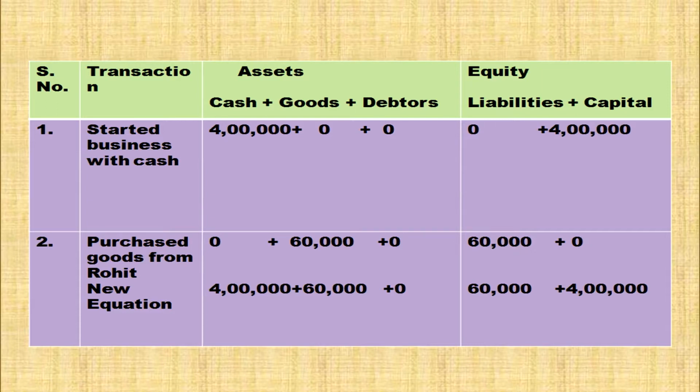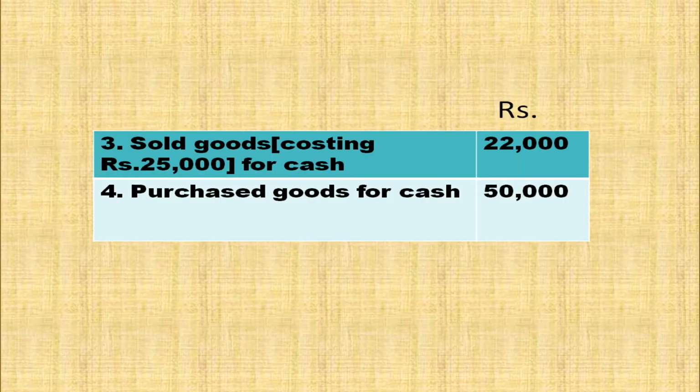New accounting equation: cash worth rupees 4 lakh plus goods worth rupees 60,000. That is a total of 4,60,000 on the asset side, equals liabilities plus capital, 60,000 plus 4 lakh, 4,60,000. So, the accounting equation is satisfied. Sold goods costing rupees 25,000 for cash 22,000 and purchased goods for cash rupees 50,000.